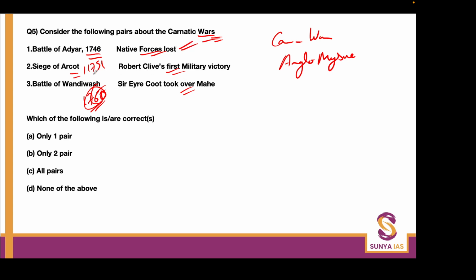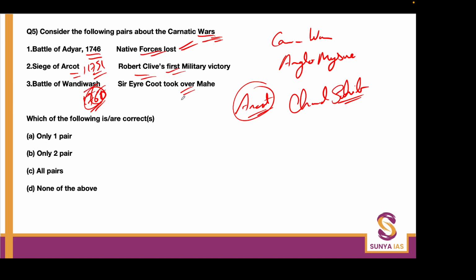The Siege of Arcot happened in 1751. It was also very important because, militarily speaking, Europeans did this for the very first time. Robert Clive went inside the fort of Arcot and kept the siege on in front of the Nawab of Arcot himself, whose name was Chand Sahib. Subsequently, Chand Sahib had to retreat, and then he was arrested and his head was chopped off. So that you need to remember.